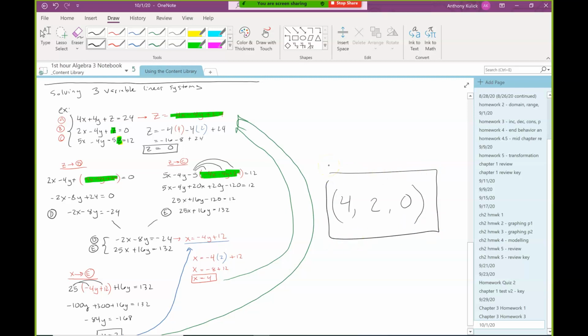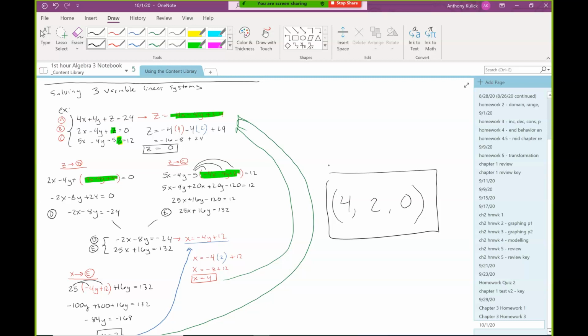So again, we always write our coordinate in alphabetical order, so we're always going to write x, y, z. So the order that we write them in as our coordinate is always in alphabetical order by the variable. So x, then y, then z, or a, then b, then c, or L, then M, then N, or whatever the letters are. Okay, so that was a lot, right?